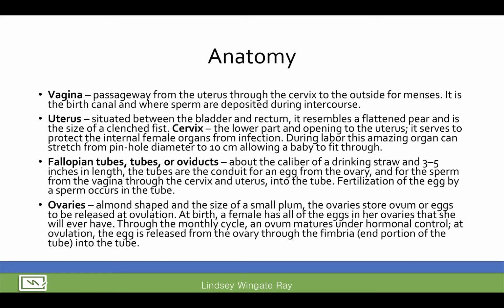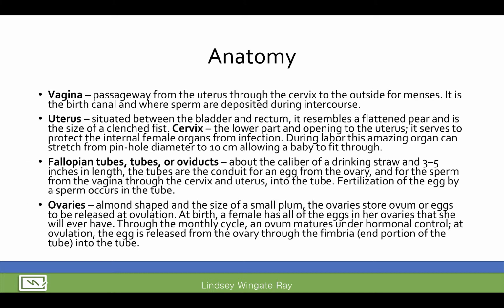Anatomy. The vagina is the passageway from the uterus through the cervix to the outside of the body. It is the birth canal and where sperm is deposited during intercourse. The uterus is situated between the bladder and the rectum. It resembles a flattened pear and is the size of a clenched fist. The cervix is the lower part and opening of the uterus. It serves to protect the internal female organs from infection. During labor, this amazing organ can stretch from pinhole diameter to 10 centimeters, allowing a baby to fit through.